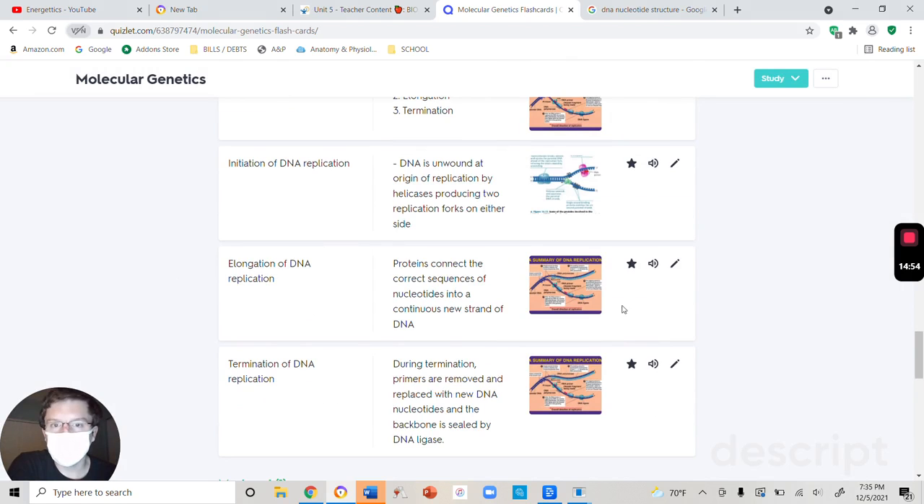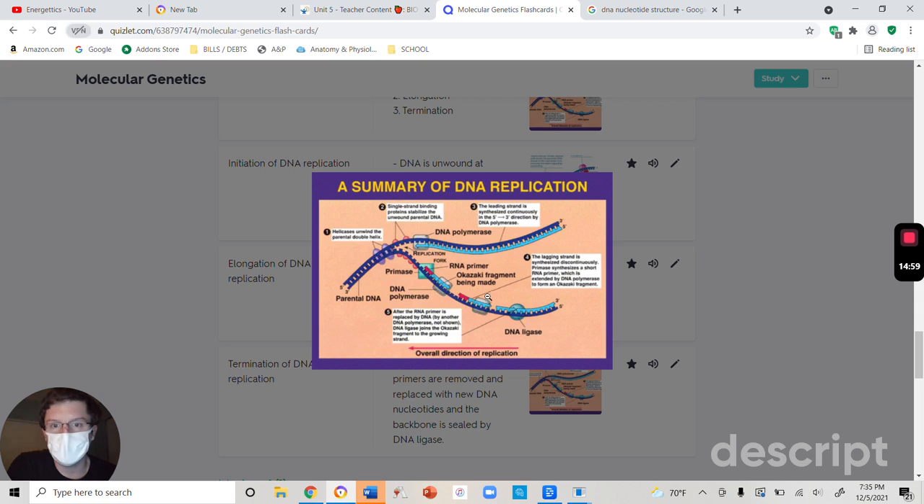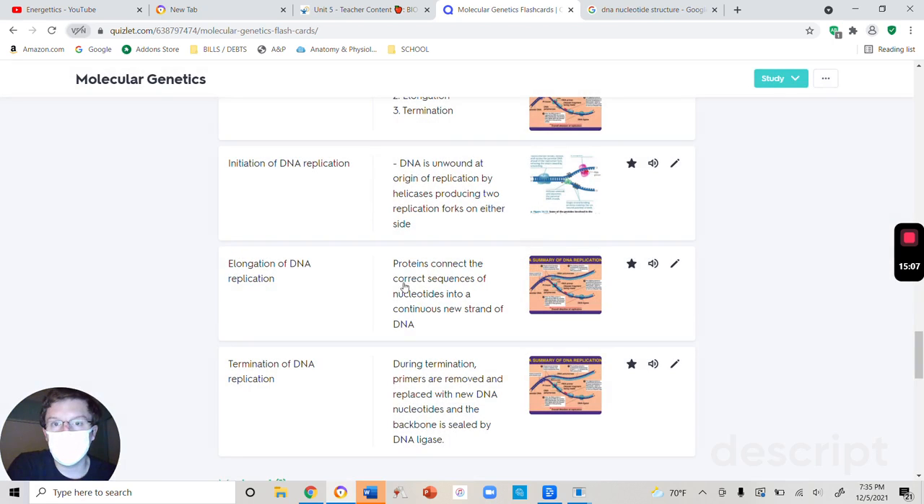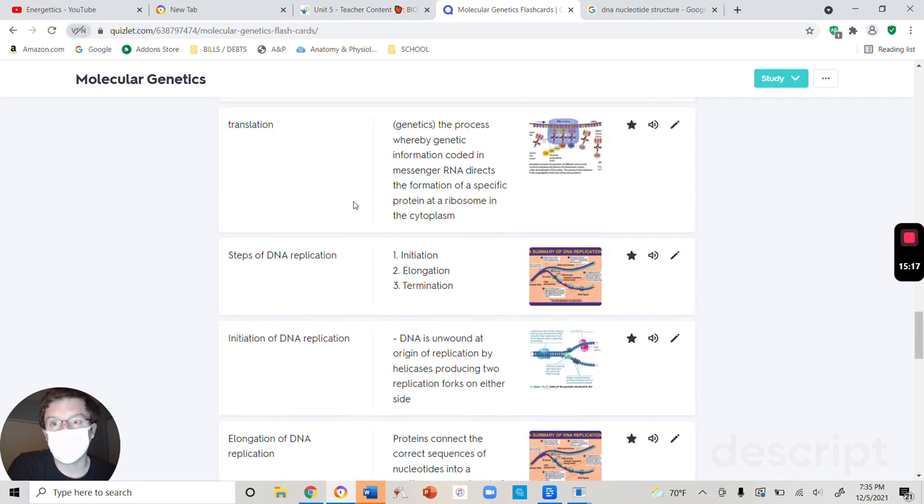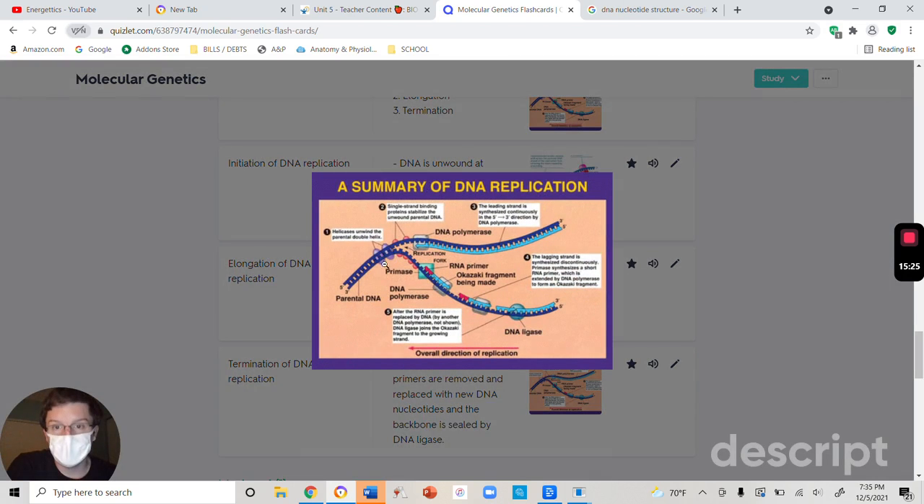Then there is elongation. That's when we start connecting the appropriate nucleotides to the DNA. You don't need to know all of the complicated stuff that's going on in these 3 steps. These are the simplest images I could find to put on here. Really, all you need to know is that during initiation, we're unwinding. During elongation, we're starting to actually duplicate our DNA.